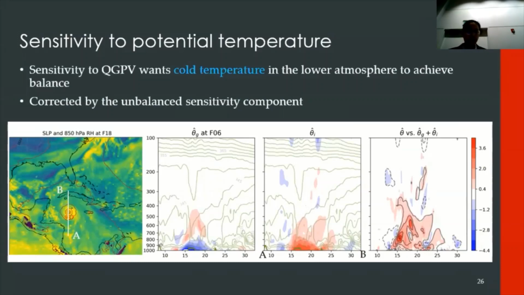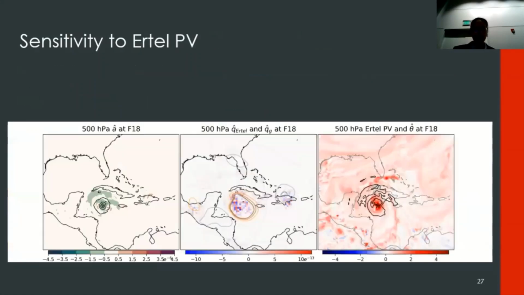So if you have a positive sensitivity QGPV, as I stated before, you want a warm anomaly above and cold sensitivity below. That's why we have this cold sensitivity at the bottom for the geostrophic balanced one. And the unbalanced components try to correct that by throwing a lot of warm sensitivity for the storm to deepen. And when adding them together, the total feature matches the WRF output pretty well at lower troposphere, but not so much at the boundary layer across the storm center.